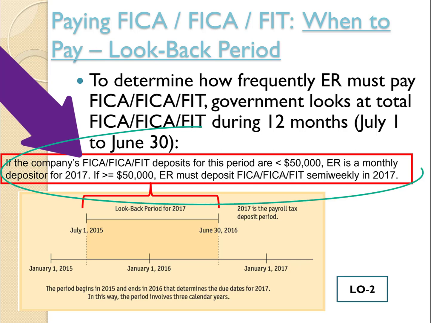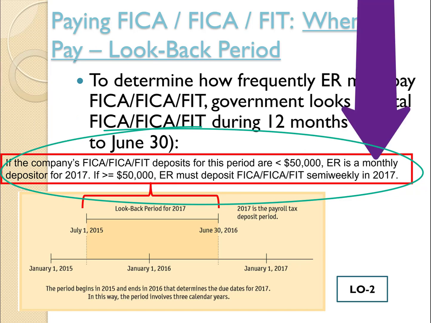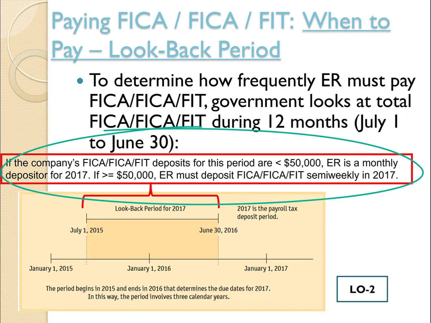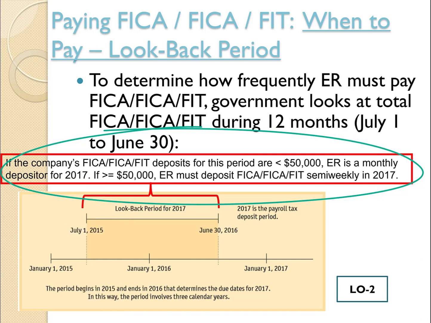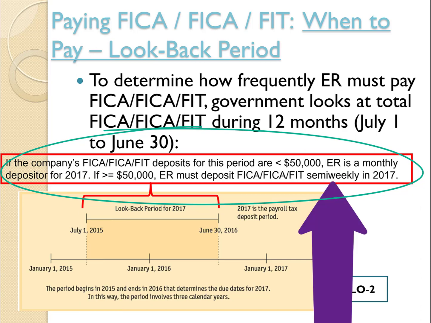And the rule is, if the company's FICA, FIT deposits for this period are less than $50,000 for that 12 months, the employer is considered a monthly depositor for the next year, which in this example is 2017. If during that 12-month period the employer paid more than or equal to $50,000 of FICA, FIT, the employer must deposit FICA, FIT semi-weekly in 2017. And we'll figure out what semi-weekly means in just a few slides.